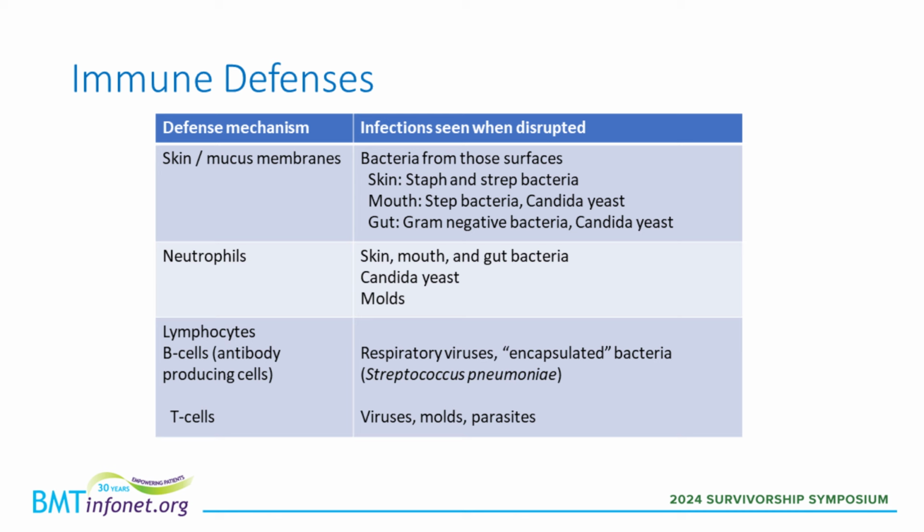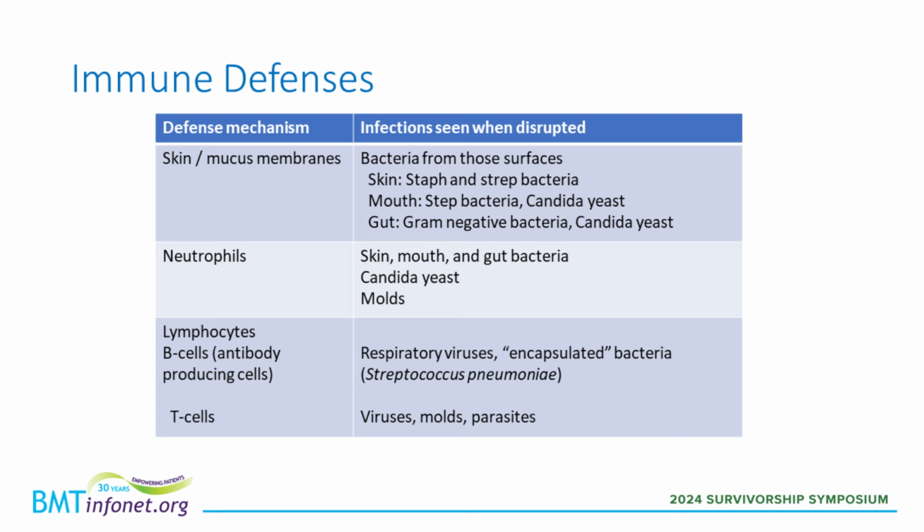So we have several different immune defenses that are impacted by transplantation and CAR T-cell therapy, and I'm going to review some of these and the types of infections we tend to see when these are disrupted. Our first line of defense against infection is our skin and mucous membrane barriers. These just prevent bacteria from getting from the outside of us to the inside of us. When these are disrupted, we tend to see infections related to those bacteria that we normally find either on the skin or in the mucous membranes.